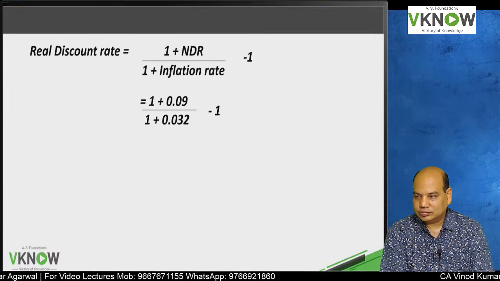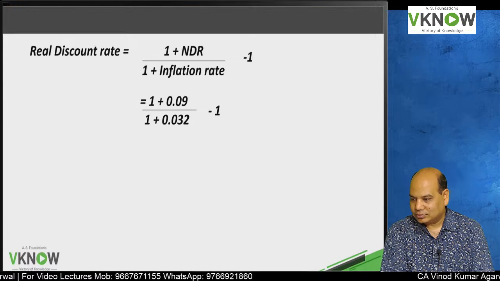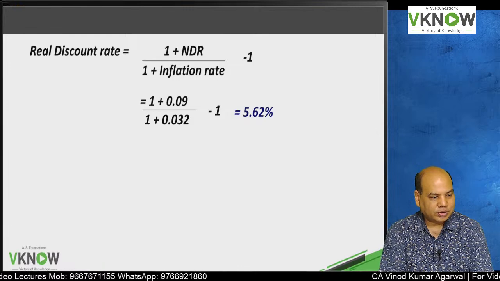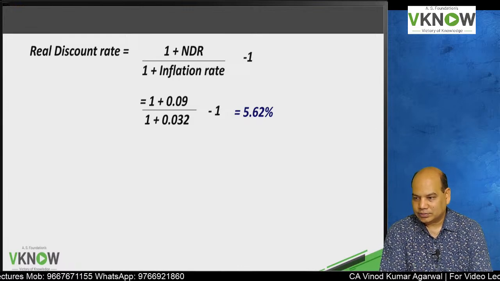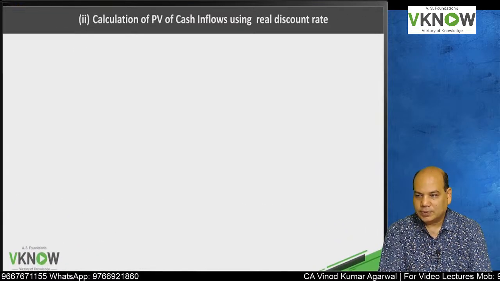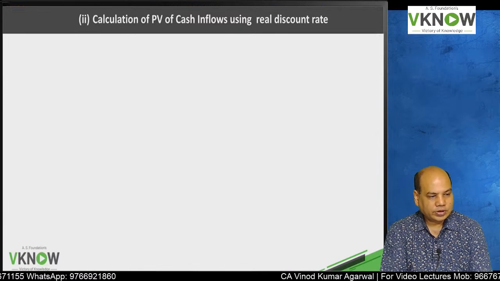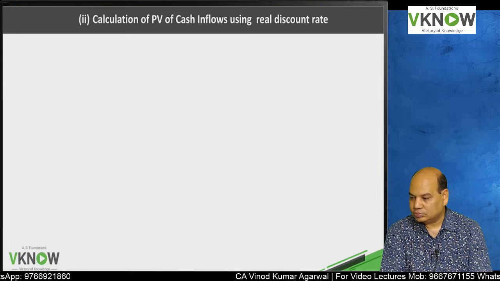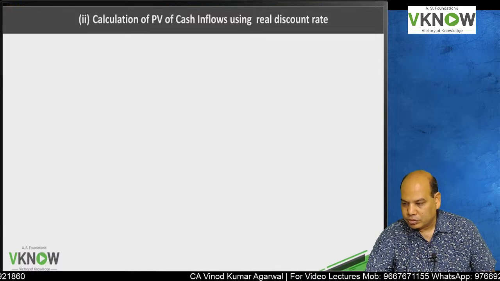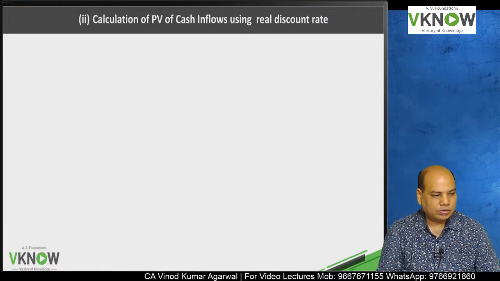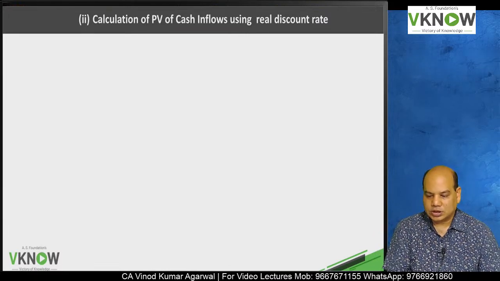This is a special style of learning. The student has replied 5.62%. Correct. 5.62% is the real discount rate. Step 2, write down: calculation of PV of cash inflow using real discount rate.